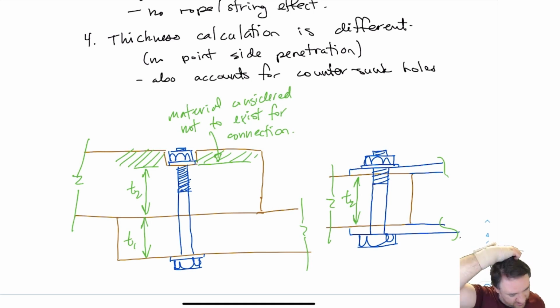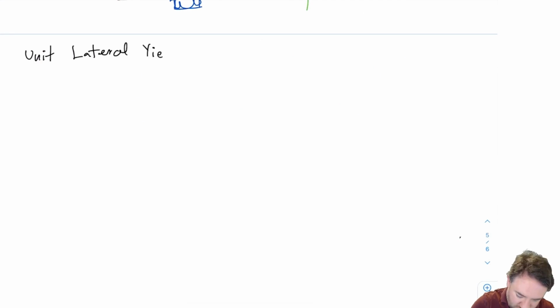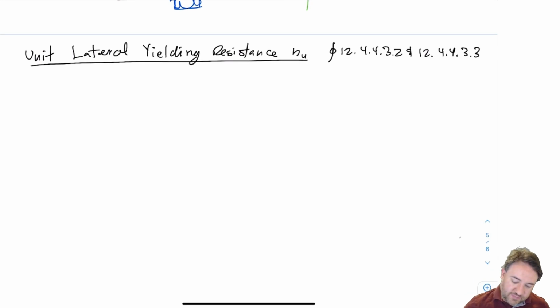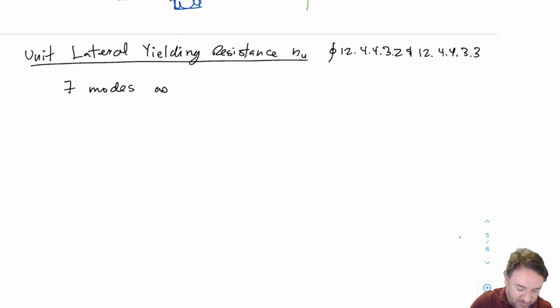Okay, so how do I actually calculate the resistance of a piece of wood now using the Johansen yield equations? Just like in nails, I calculate my resistance for each bolt, for a single bolt. So that's why it's a unit lateral yielding resistance. And I use the Johansen yield equations to do that, which has the 7 modes, which are the same as before, except with a slight difference that we do not have the F3, like we already discussed.